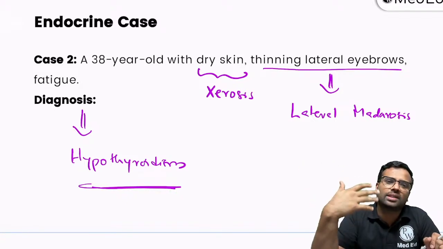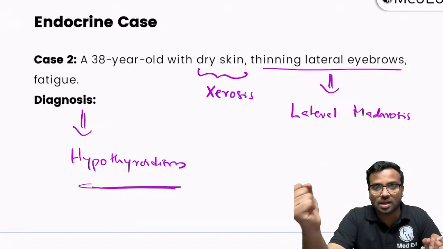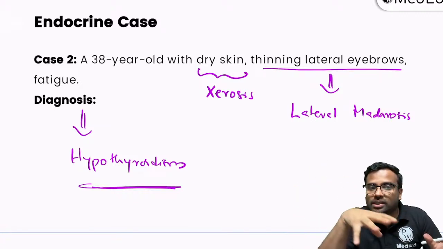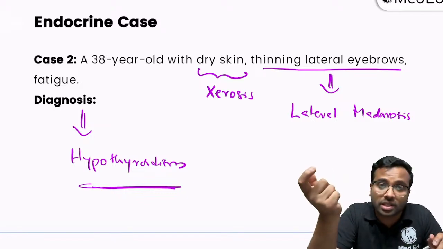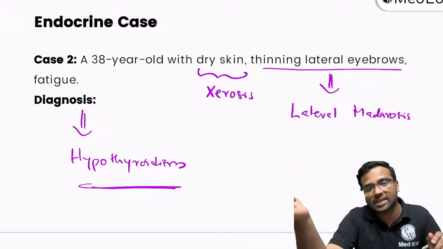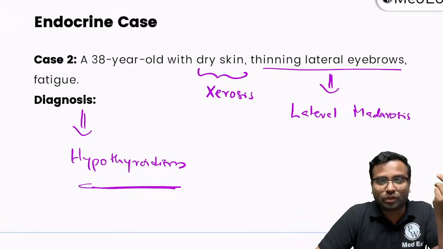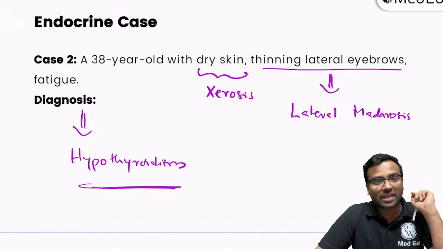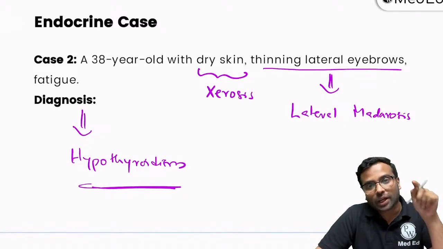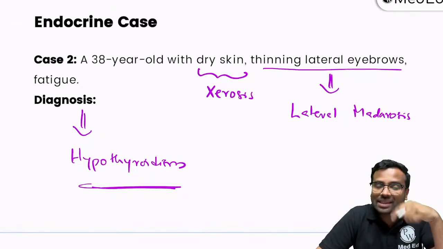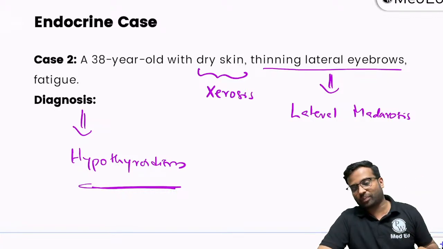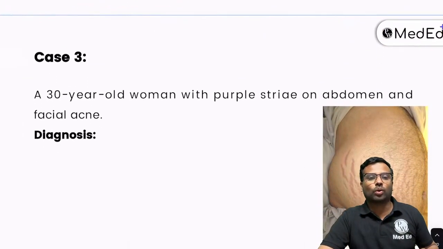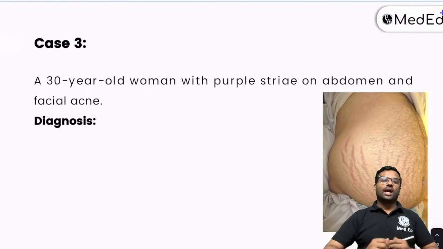So all these things are going to be my differential diagnosis. But here, based on all these things together, I would definitely be sending the patient for an investigation called thyroid function test. Once the patient goes for a thyroid function test, we'll be able to recognize that the patient's thyroid hormones are going to be low. That is why this is associated with hypothyroidism. So now let's see another case.